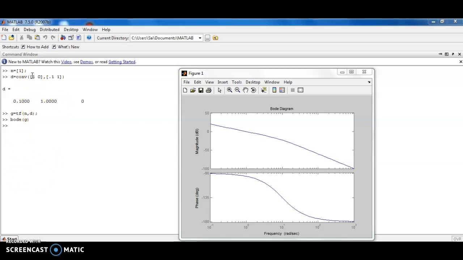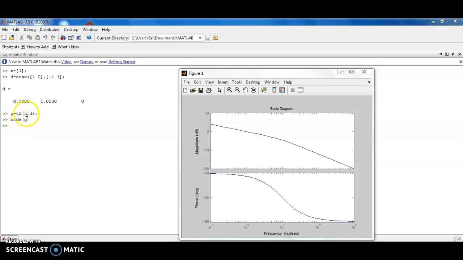So n is equal to 1. This is n, we are defining it as 1. D is equal to conv(1 0, 0.1 1). Consider 1 0 as u and 0.1 1 as v. So the convolution of u and v will be your d, which you already got as the result.